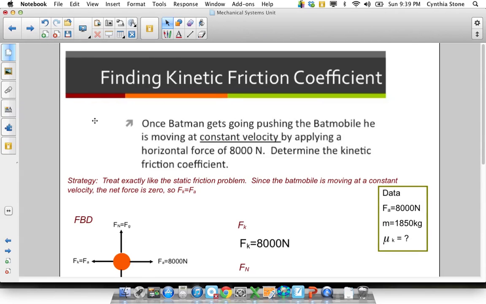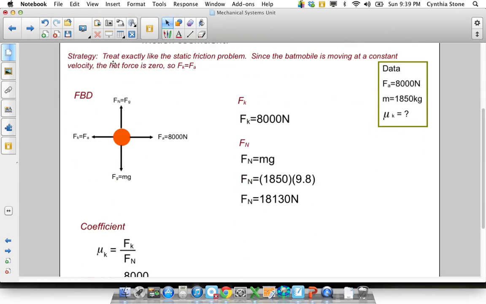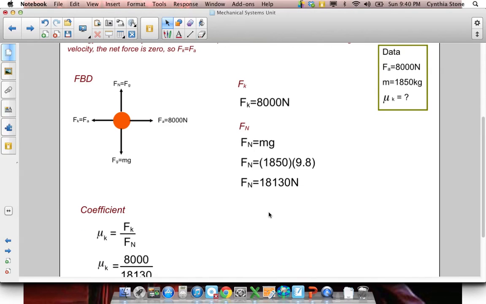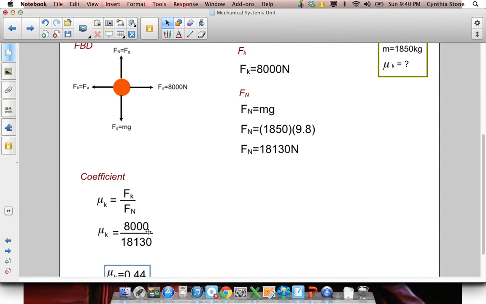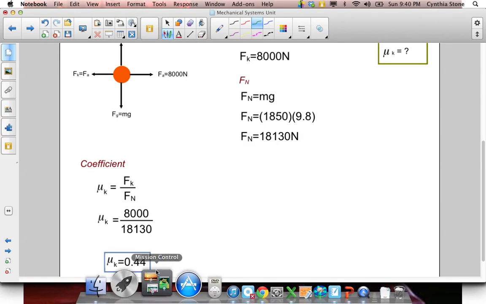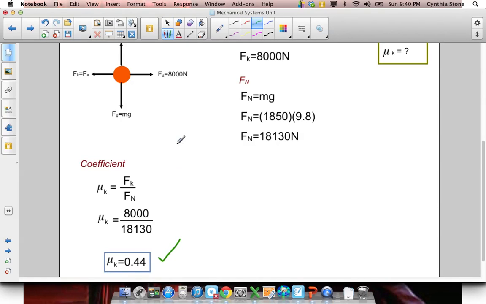So looking through the solution here, I'm going to treat it exactly like the static friction problem. And like I say, we can say Fk equals Fa. So there's my kinetic friction force. You need to have that to find the coefficient. Fn is the same as the last question. Still the same Batmobile, that doesn't change at all. So when you solve for your coefficient, you just divide Fk by Fn, and you get 0.44. Again, we know it's a good answer. We know we did good physics because it's between 0 and 1.